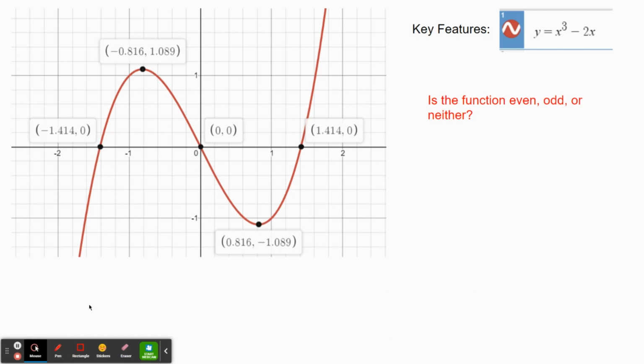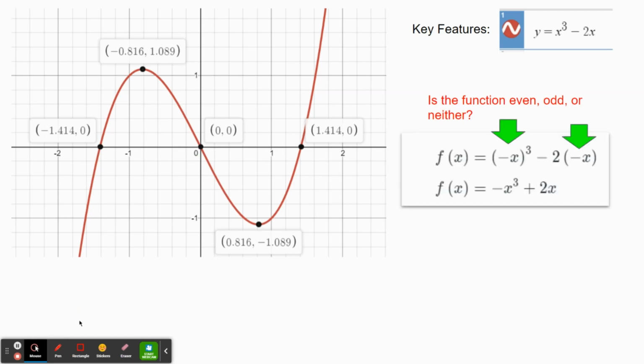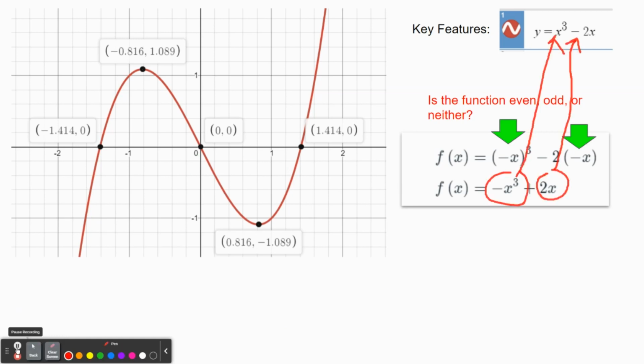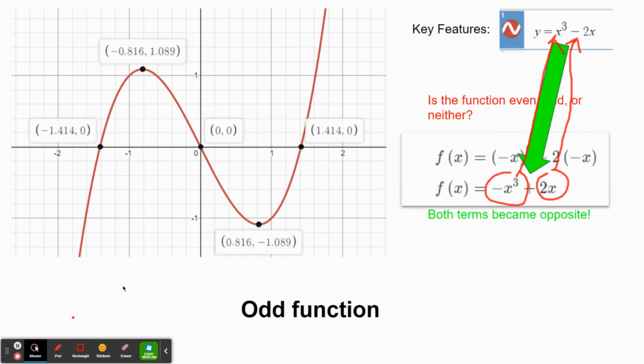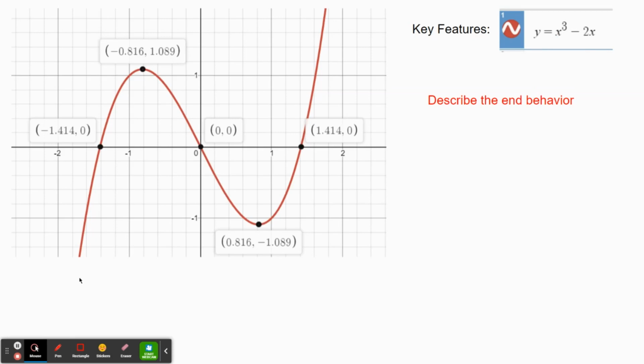Is the function even, odd, or neither? Well, the way to determine that is to substitute negative x, and we're going to look for sign changes. Both signs have changed in both terms, which makes it an odd function. Finally, describe the end behavior. What's happening to this function as x approaches negative infinity? What's happening to this function as x approaches positive infinity?